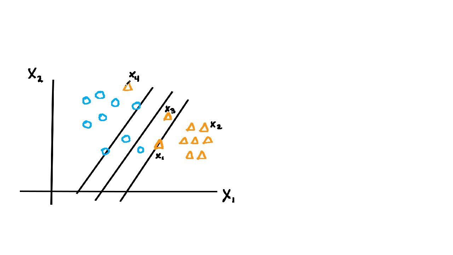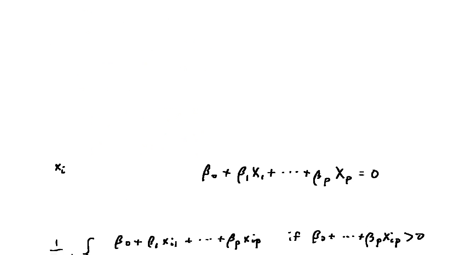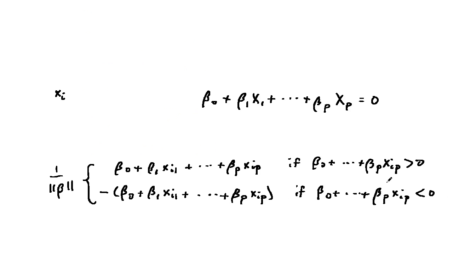Okay, let's make all of this more precise. In the discussion of the maximal margin classifier, we've seen that the perpendicular distance between xi and the hyperplane beta naught plus beta 1 x1 plus dot dot dot plus beta p xp equals 0 is given by this expression here: 1 over the norm of beta times this if this expression is positive, and negative this if this expression is negative.